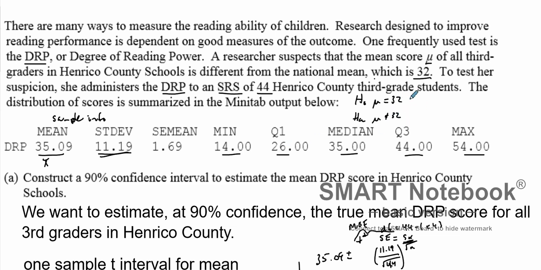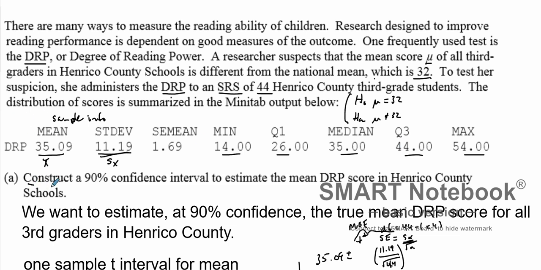And we're going to use a confidence interval that may help us do that. And so that's a little bit extra. So if you're not in hypothesis testing yet, that's essentially what we're looking for. The distribution of scores is summarized in the mean tab below. So here's our mean of this sample. Here's our standard deviation of the sample. Here's our min, and so on and so forth.